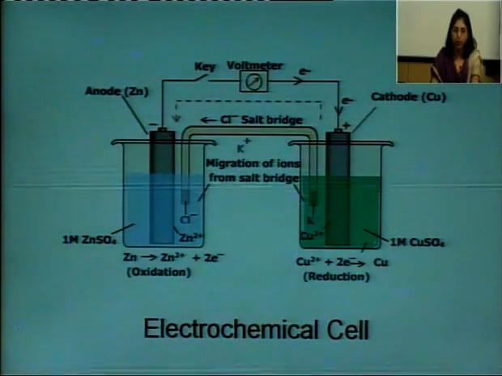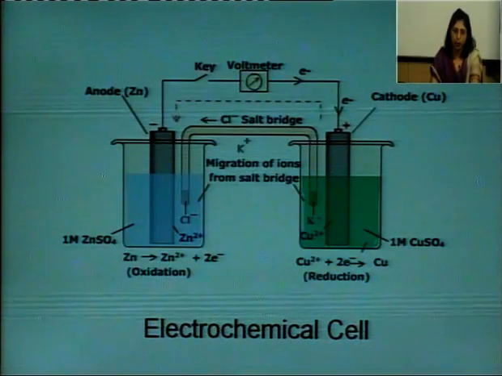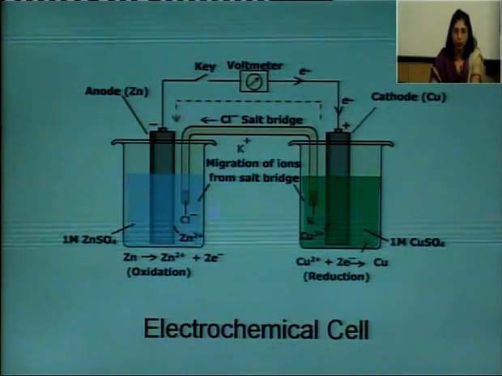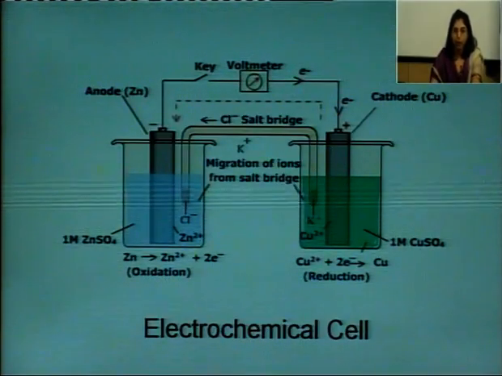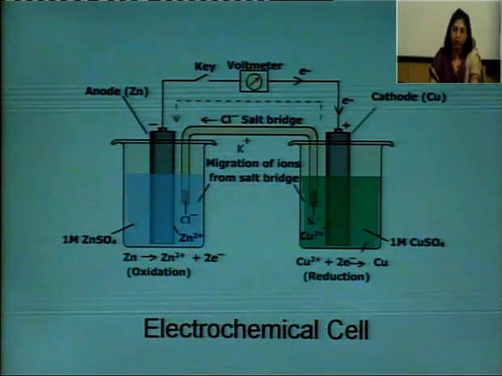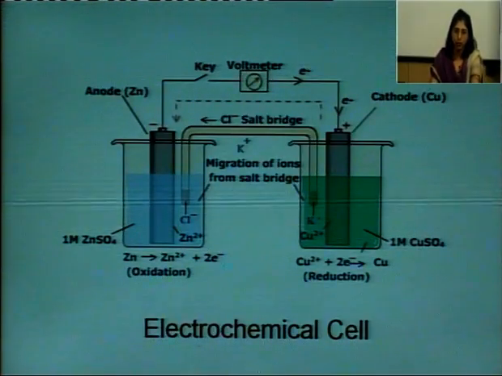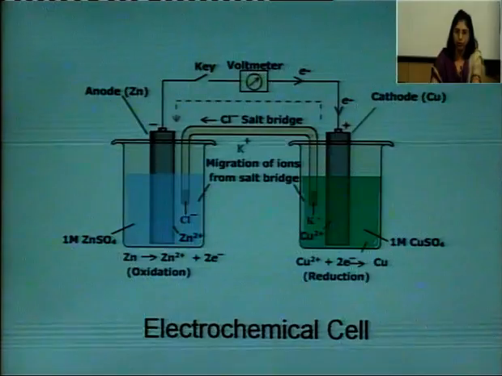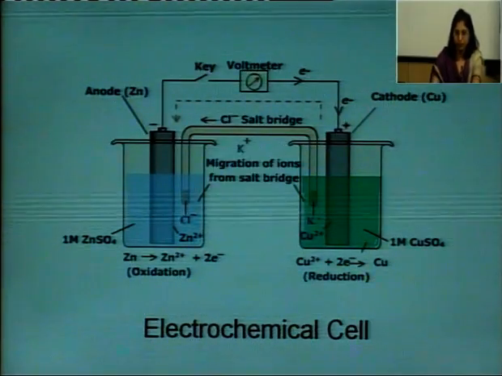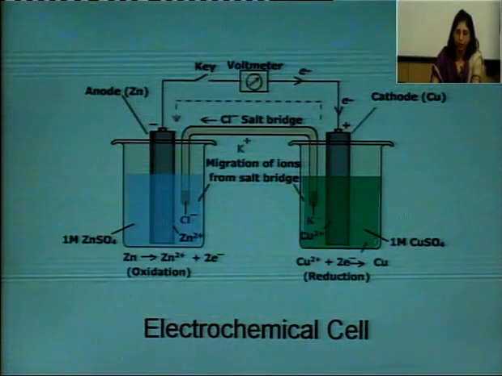So, here you can also see an inverted U-shaped tube which is labelled as the salt bridge, and it connects the two solutions. The two rods, that is the zinc and copper rods, are connected to each other by external wires through a voltmeter which will detect current. So, this is the construction of the electrochemical cell.